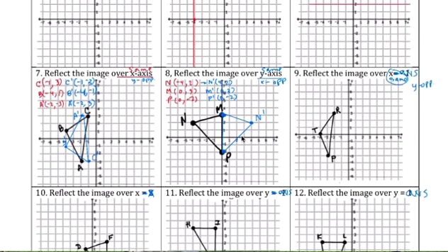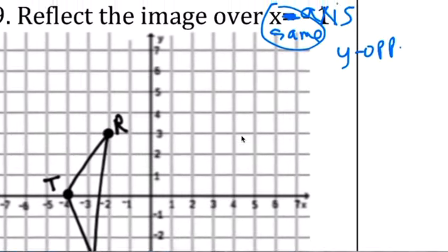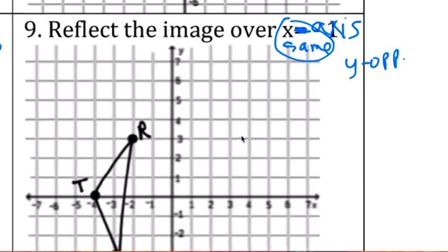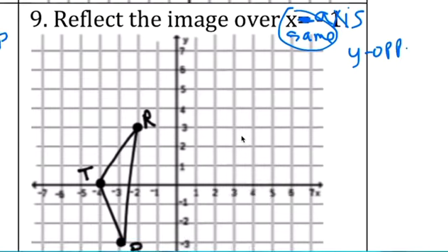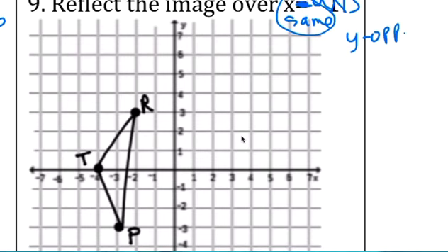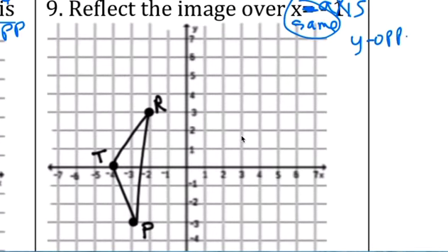Oh, and reflection. Okay, the image over the x-axis. The x is going to stay the same, and the y is going to be its opposite. So let's look at this. Do one and make sure, because when you're reflecting, this is over the x. Let's do R. Let's reflect that R over the x-axis.